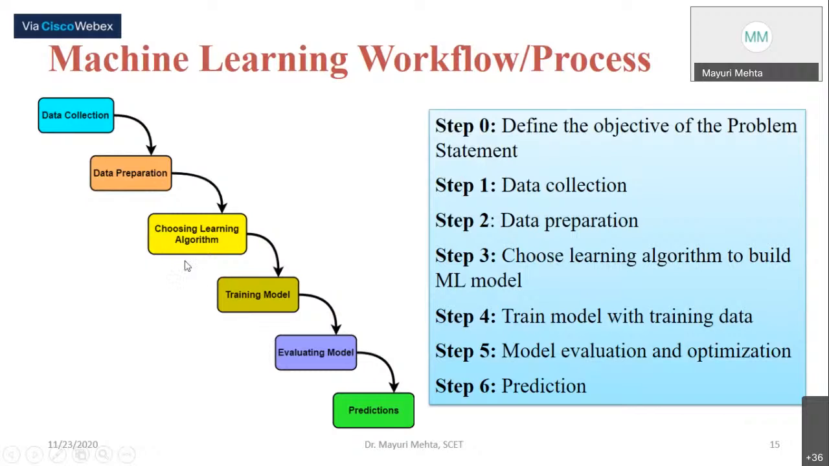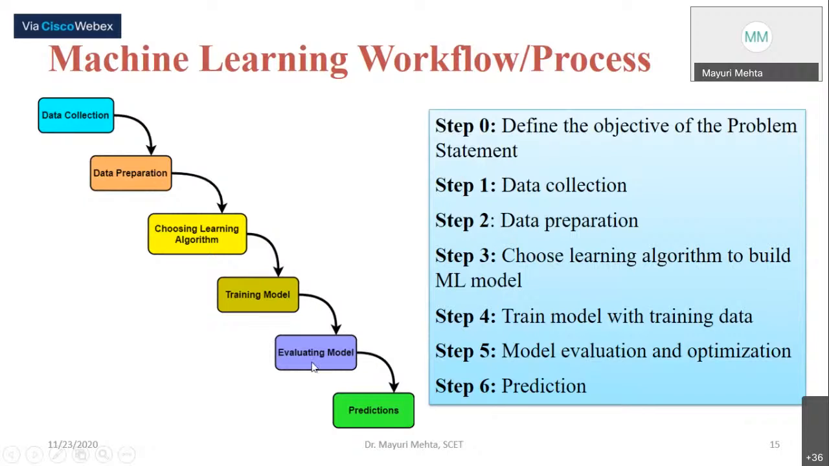The next is, once you build a model, right? This may be the new steps which were not there in the data science process. Train model with training data. This step involves splitting the data into two parts generally: training data and testing data, and training data will be used to build and analyze your model, right?